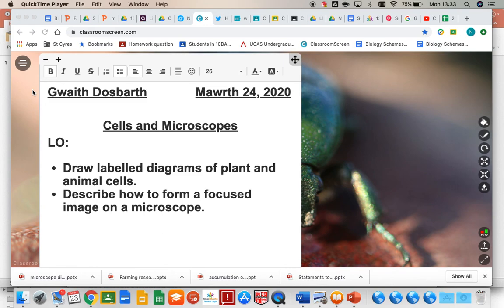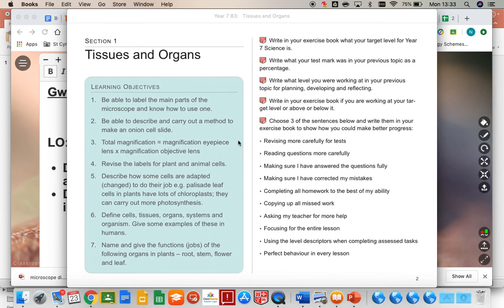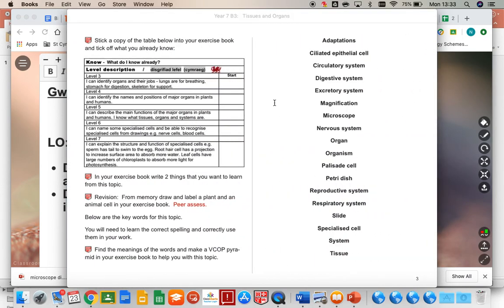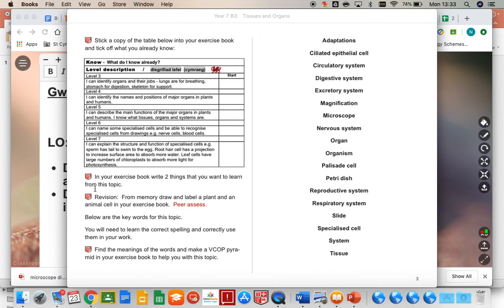Hello everyone, today we're going to revise cells, and we are going to be able to describe how microscopes work. So what you need to be working on is focusing around the start of the iBook. We did the VCOP and the glossary last lesson, and what I want you to do is to complete this. There are two Nearpods to help you to do so.